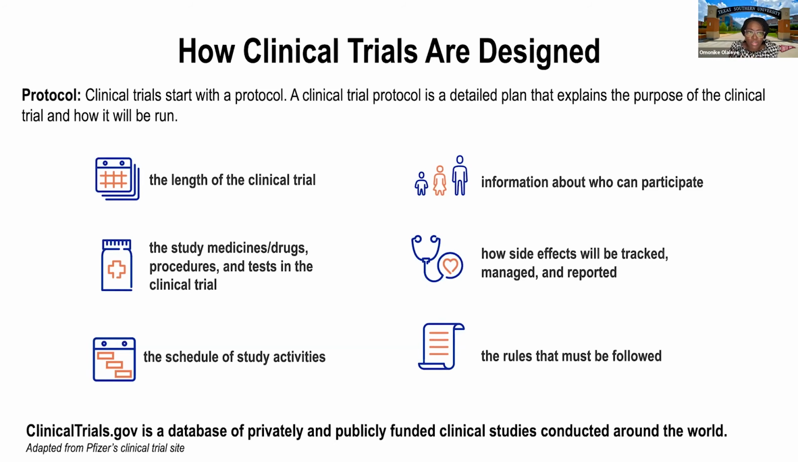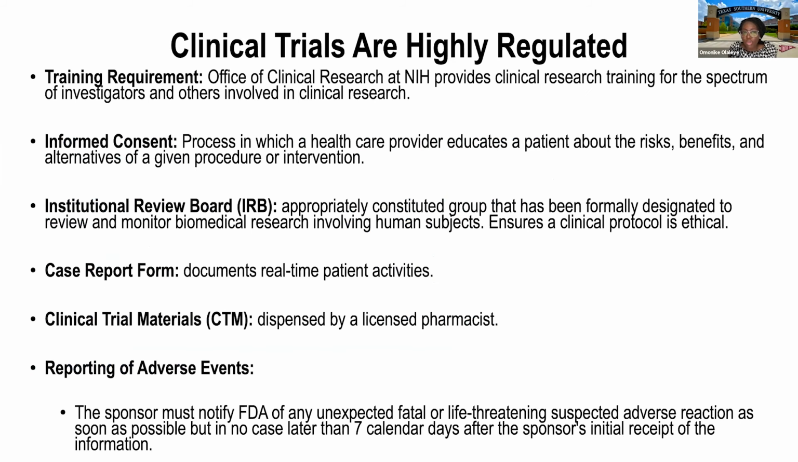So now we're moving to the phase of clinical trials, and you have to have what we call a clinical protocol. It's a detailed plan of the purpose of the study, and because of time, I'm going to move quickly. Clinical trials, as you heard from Dr. Shodeke, are very highly regulated, and that's very important because now you're talking about testing these compounds in human beings. So we have the training requirements. The Office of Clinical Research at NIH provides clinical research training.